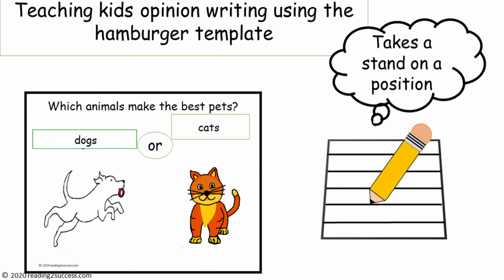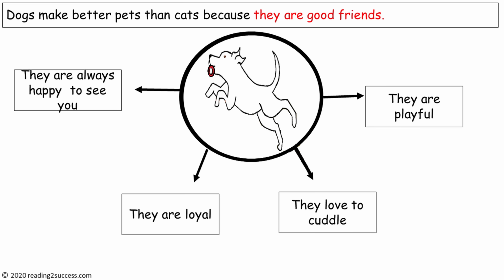Another great question to ask kids when teaching opinion writing is, which animals make the best pets, dogs or cats? A brainstorming activity. Dogs make better pets than cats because they are good friends. They are always happy to see you. They are loyal. They love to cuddle. And they are playful.